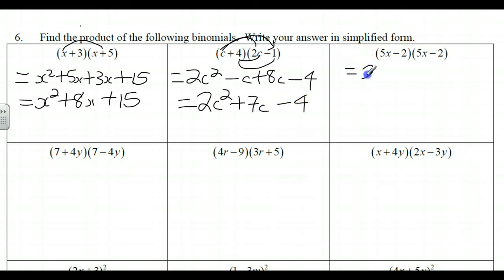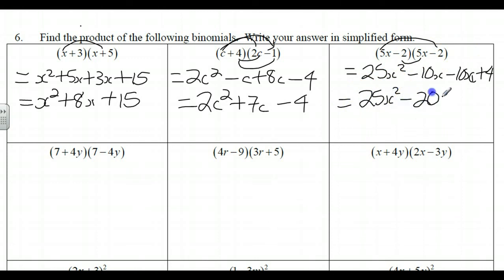5x times 5x is 25x squared. Outer, minus 10x. Inner, also minus 10x. And last, negative 2 times negative 2 is plus 4. This is actually a special product. We call that the square of a binomial. Since these are the same and we're multiplying them together, we are squaring a binomial. And we will learn how to do that in a very easy way, but not right now. Right now we're just practicing.